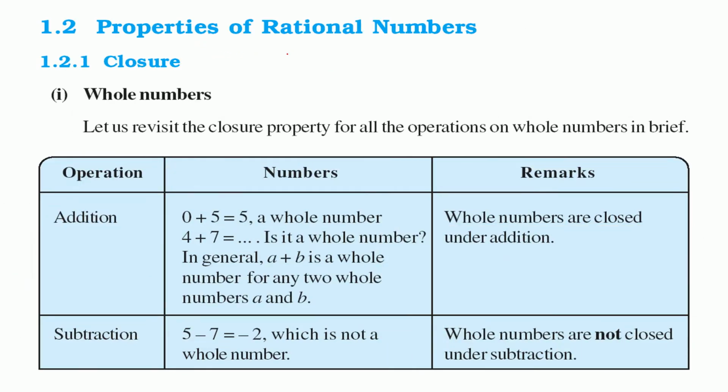Properties of rational numbers. Closure property. This property says that if we add two whole numbers, natural numbers inclusive of 0, you'll get a whole number. If you subtract two whole numbers, you may get a number which is not a whole number. So for the closure property in terms of whole numbers, addition is okay, but for subtraction you get minus 2, which is not a whole number.